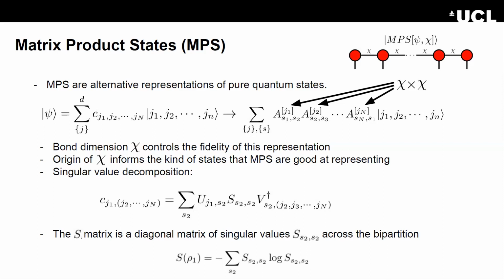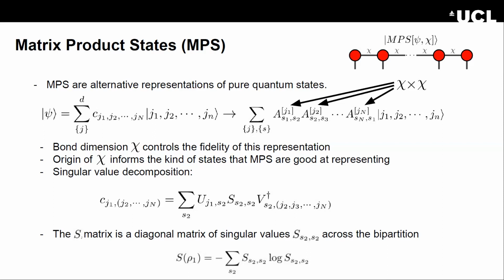So if we have a lot of varied values in this diagonal matrix, they will sum to one, obviously, because of this. But if you have a lot of different varied values in that matrix, that means you need to keep all of the information in U, and it means that chi needs to grow arbitrarily large.